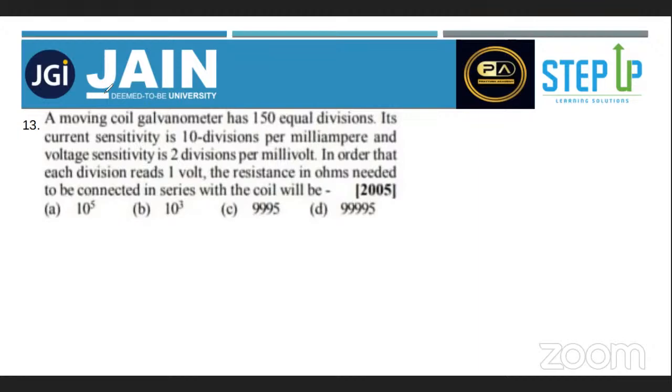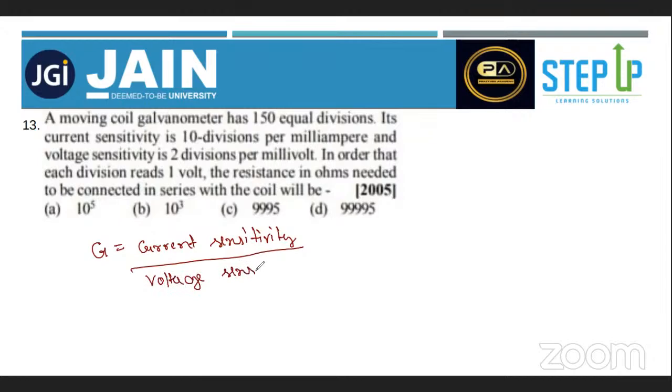The next question is again related to galvanometer deflections. How do we find the resistance in a galvanometer? It is found using current sensitivity upon voltage sensitivity. So it is basically 10 upon the voltage sensitivity, which gives 5 ohm.